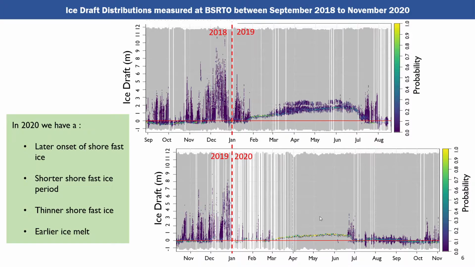This is very similar from year to year, but as we see, the difference between the winter season of 2019 and 2020 is that we have a shorter period of shore fast ice in 2020 because of the later onset of this type of ice, and then that means there's not a lot of time for it to become thicker, and it melts very quickly at the end of June, leading to an earlier open water season.